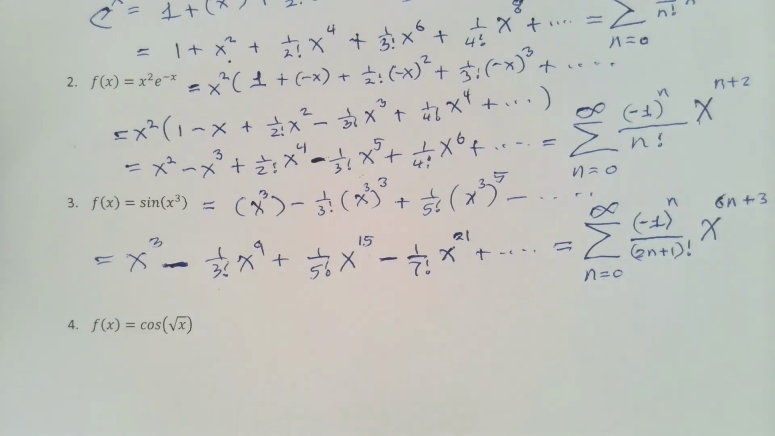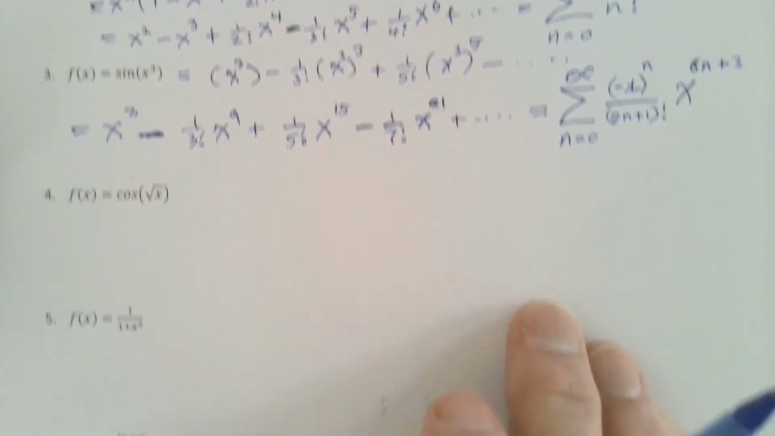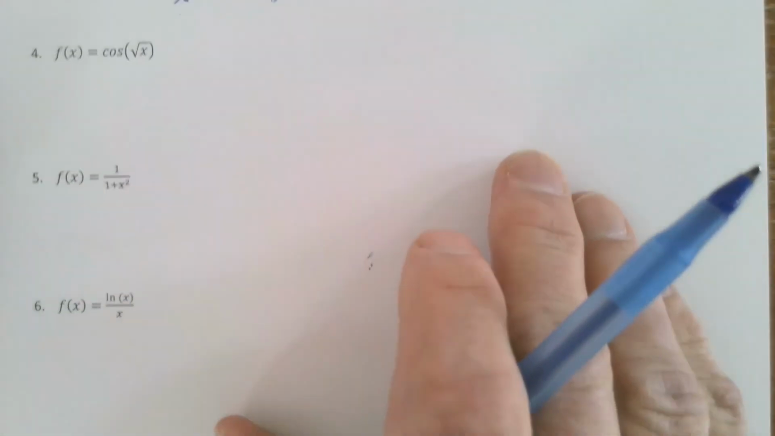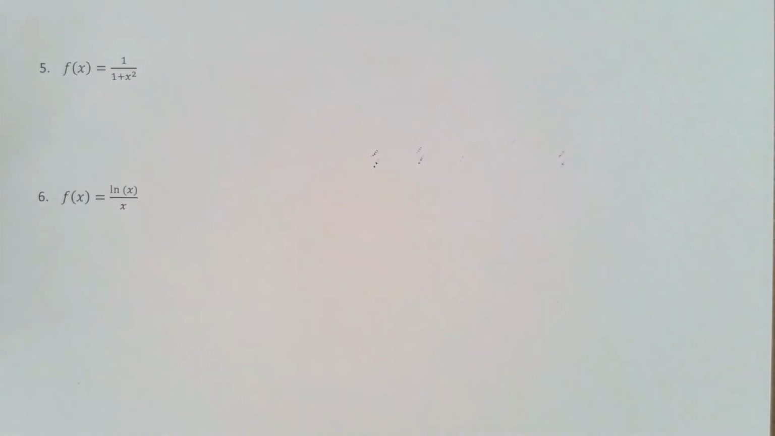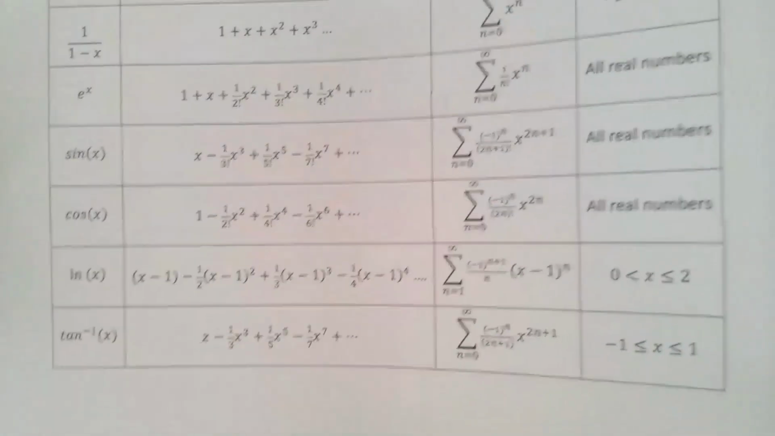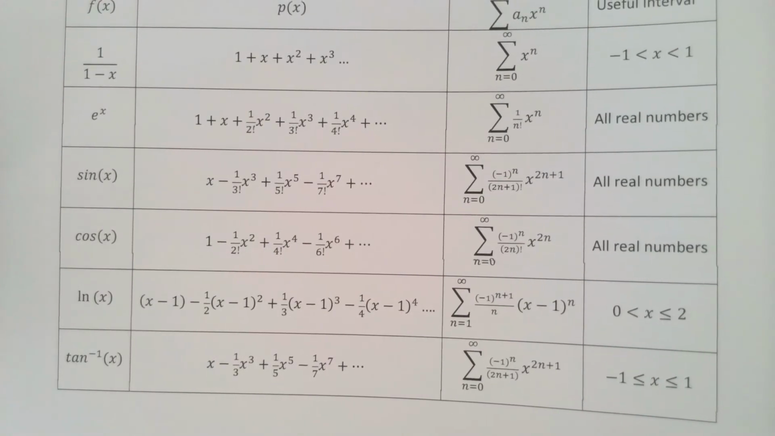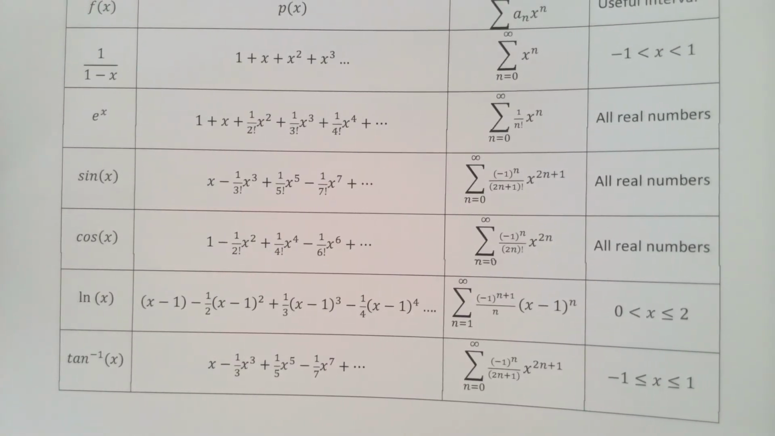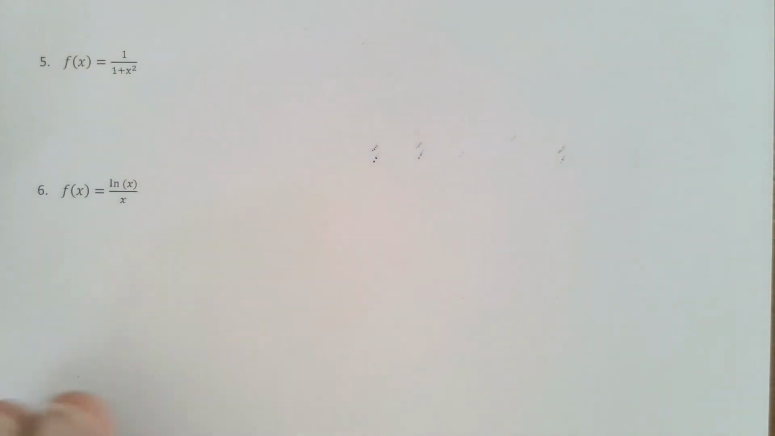Okay. I think I'll skip the cosine one. It's very similar to what we just did. Let's take a look at this one. 1 over 1 plus x squared. Well, if that reminds you of the very first Taylor polynomial in this chart, yeah, that's the geometric series. Except this doesn't have a minus sign, and it's got x squared.